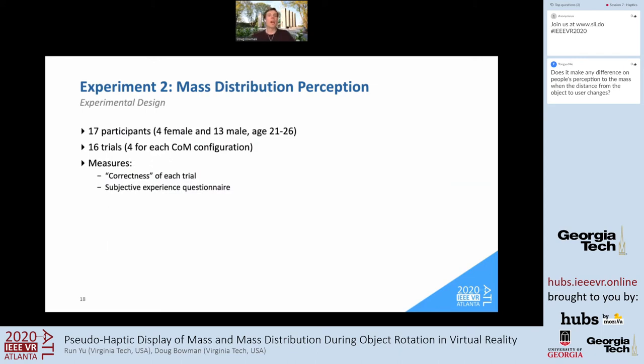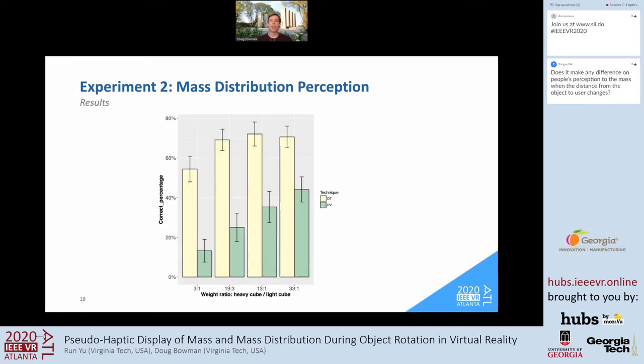Okay, so in this experiment, we had the same 17 participants as the previous. It was just a follow-on to the previous experiment. They did 16 trials, 4 in each configuration. And again, we measured correctness and subjective experience. So here are the correctness results.